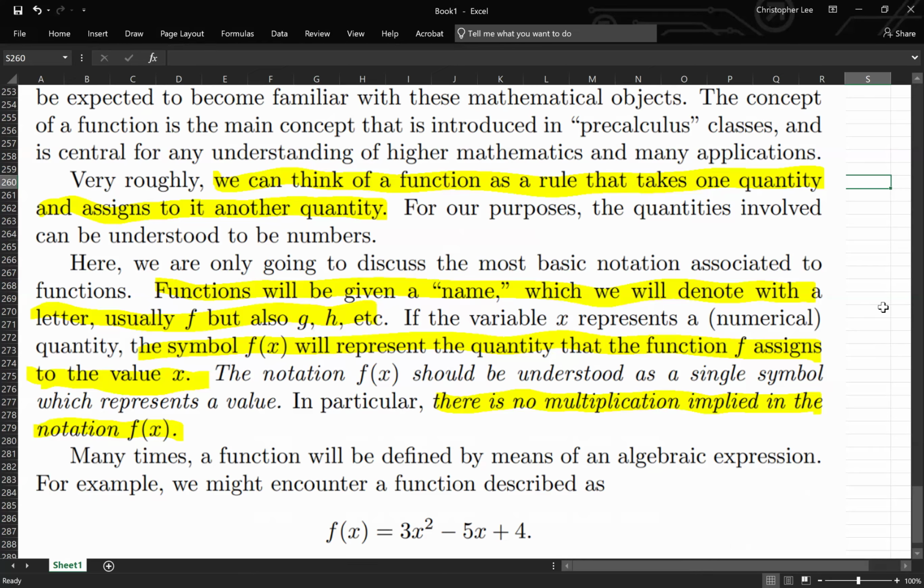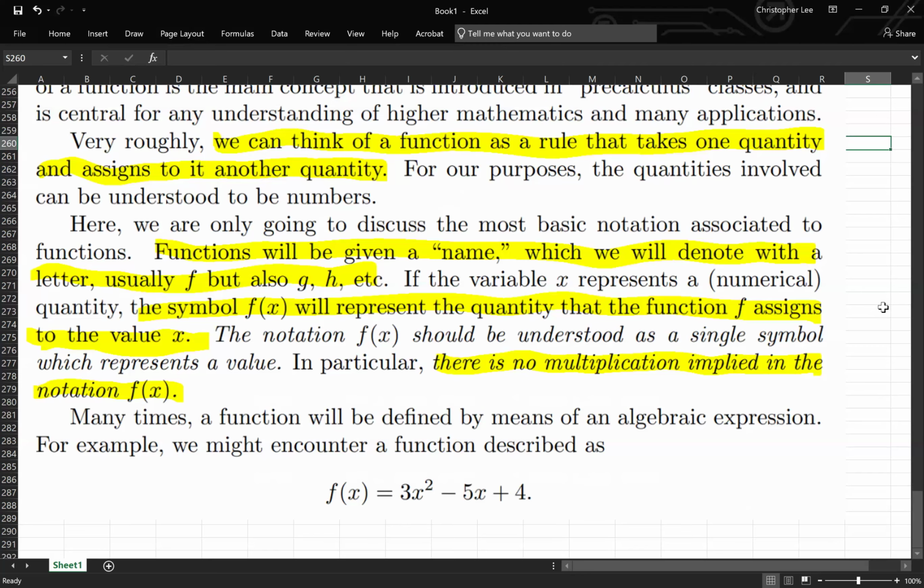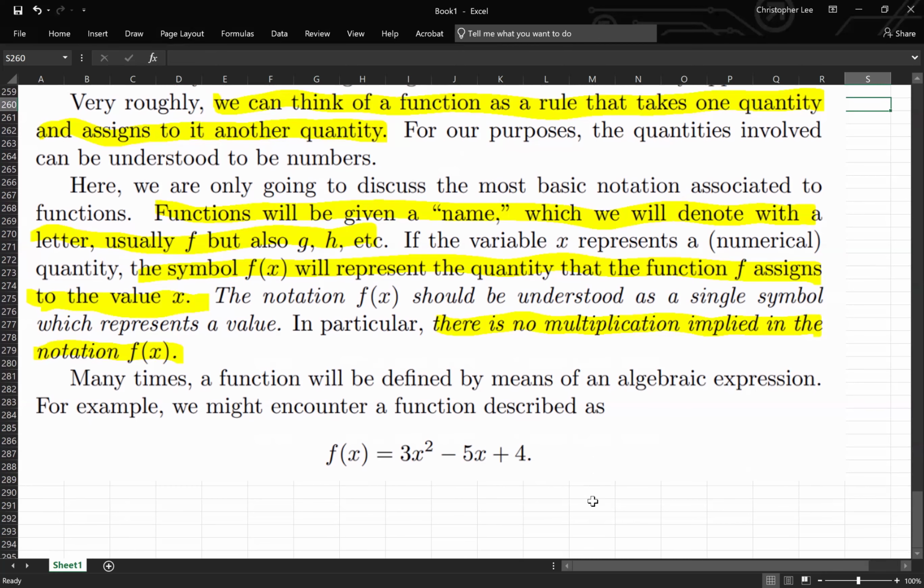Many times a function will be defined by means of an algebraic expression. So for example, we might encounter a function that's described like this: f of x is equal to 3x squared minus 5x plus 4. So what this is saying is that I could plug in any value I want for x. So I might say, what is f of -2, for example? And all I'm doing is the same thing that we did before, taking a -2, plugging it in for the x values, evaluating it. And that's it.